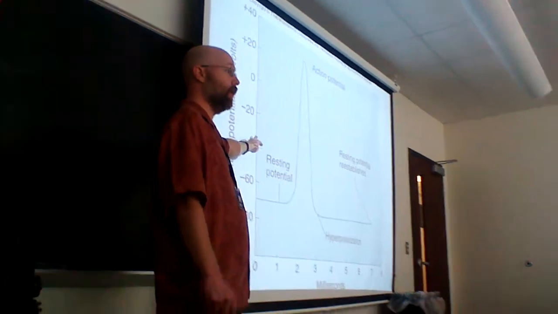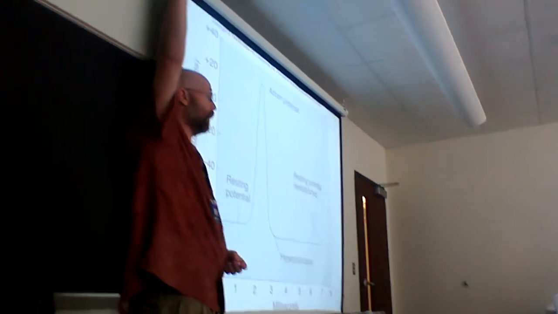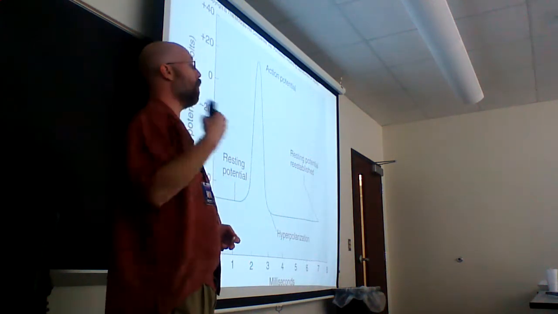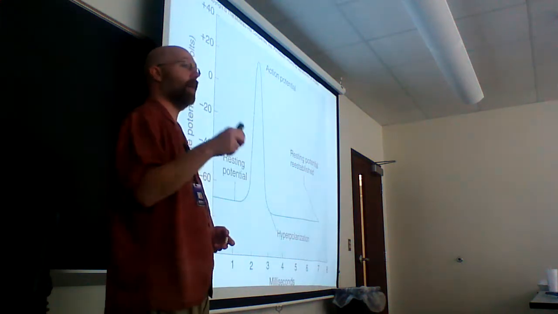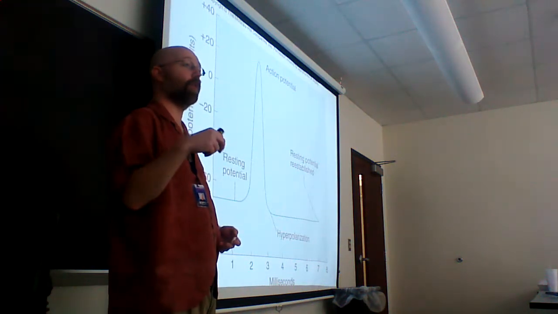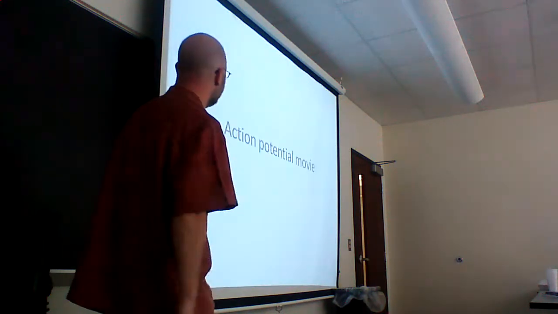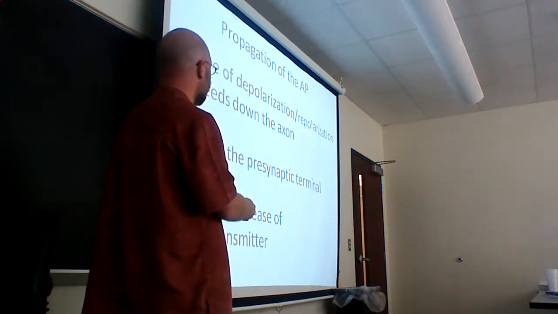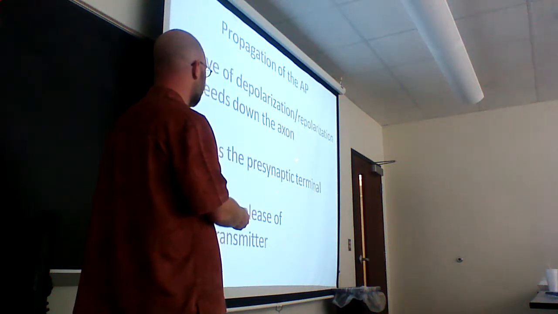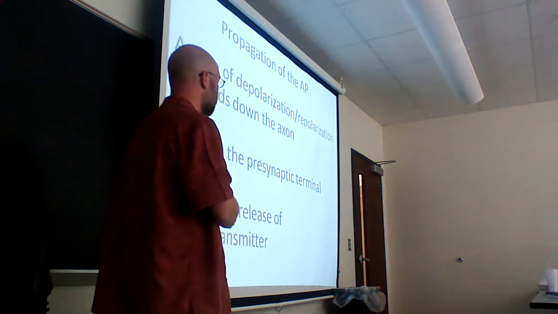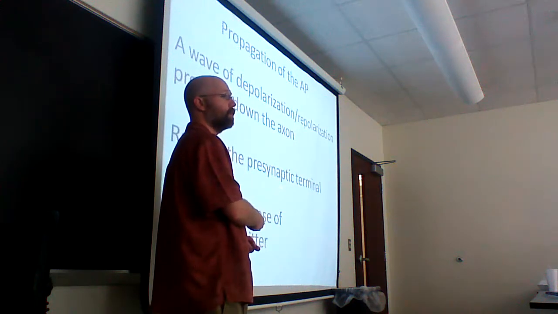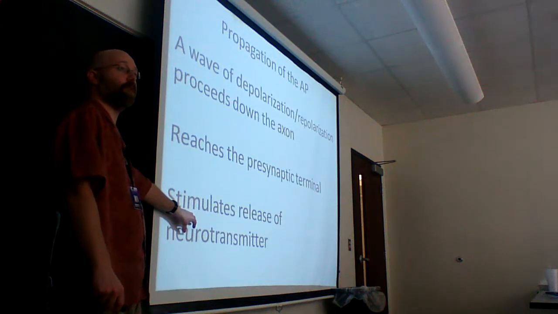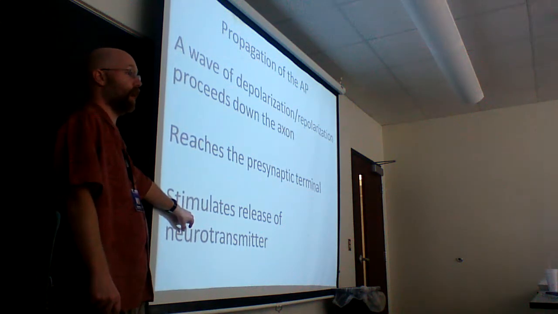This is tricky. Have I hopelessly lost anybody at this point that wants to admit it? It requires sometimes going back and running through this process a couple of times on your own. So, wave of depolarization and repolarization all the way down the axon. Reaches the presynaptic terminus. That's going to release neurotransmitter into the synaptic cleft. And then what happens?